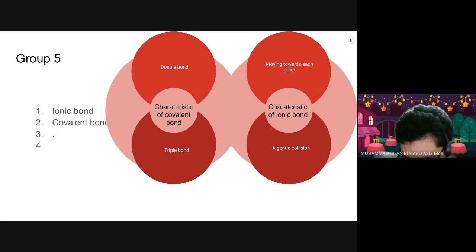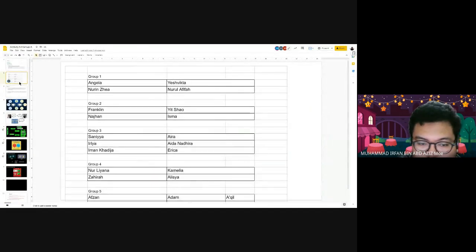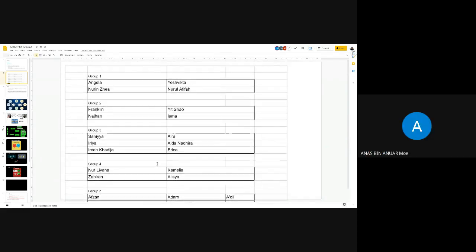Ada tak group 5? Siapa di group 5? Siapa group 5 ni? Ke semua pergi cucuk Excel? Group 5, Afzan, Adam, Akil, Anas. Okay, Ahmad dengan Raif. Ya, cikgu.